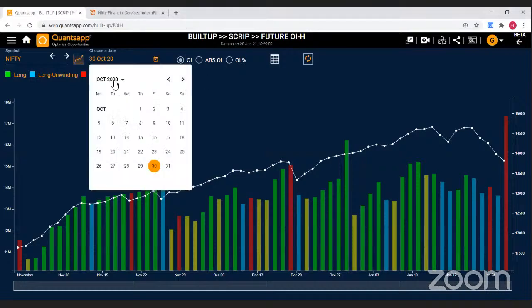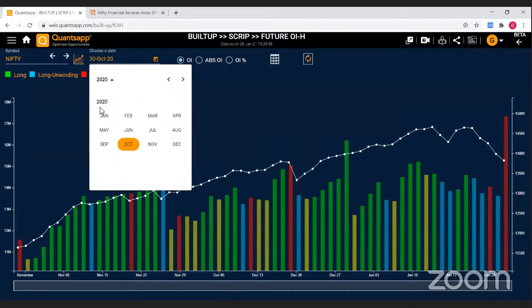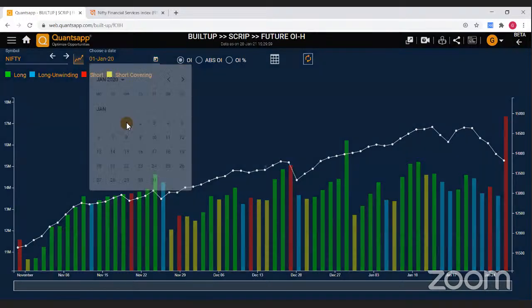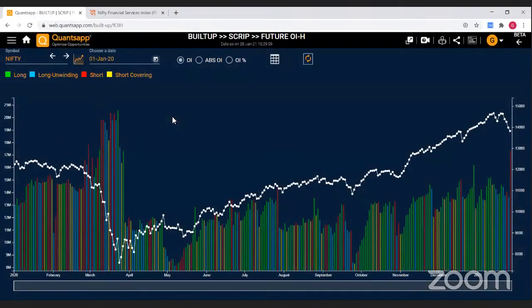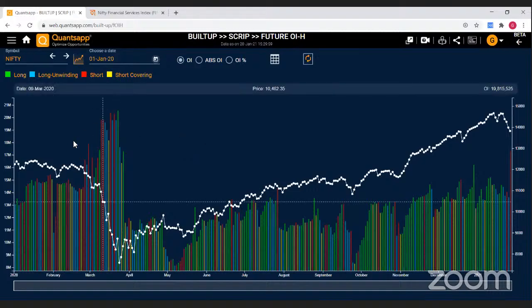Increase the time frame to January 1st. Okay, so now I can see what kind of buildup happened; a quantum of OI was there. If you see this data, the increase in OI shows that key market participants were increasing their bets. Till almost March 20, the OI was increasing.